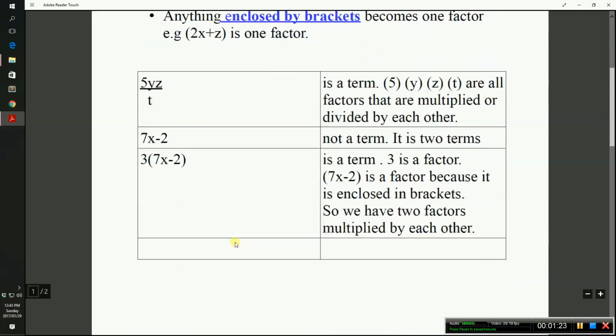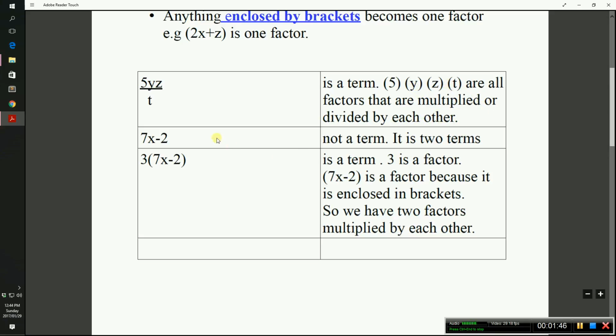Let's look at some examples. 5yz, which means 5 times y times z, divided by t. Now this is a term because each of these factors, 5, y, z, t, are all either multiplied or divided by each other. Each of them are factors, and they are multiplied or divided by each other.